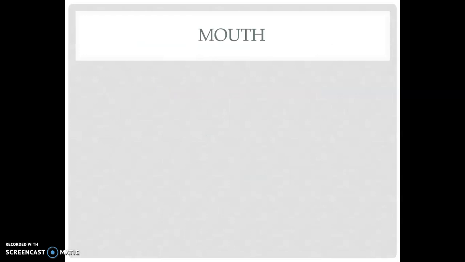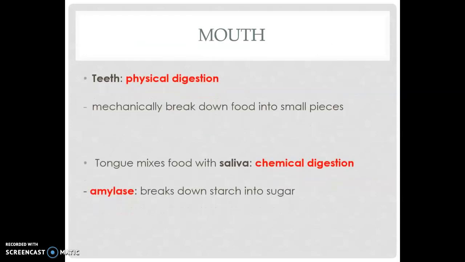Now we're going to learn about the mouth. There are two types of digestion that happen in the mouth: physical digestion and chemical digestion. The physical digestion happens because of the teeth. The teeth mechanically break down food into small pieces. Then the small pieces of food mix with saliva by the presence of the tongue to break down the starch into sugar. The saliva contains the enzyme called amylase to break down the starch into sugar. And then the digested food will enter the esophagus.